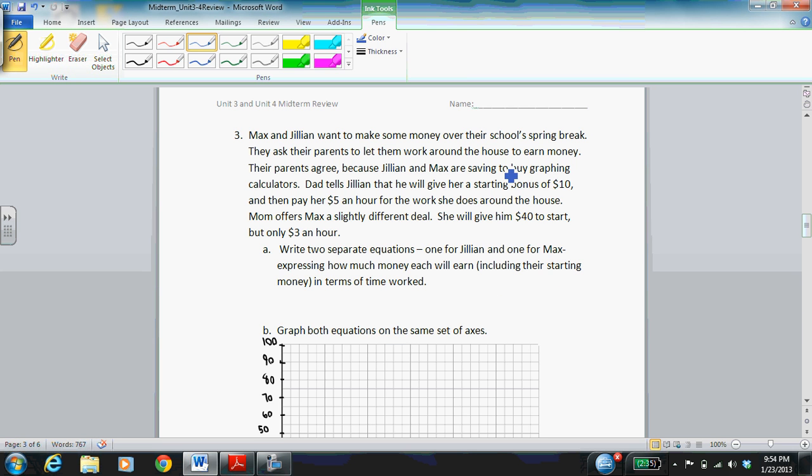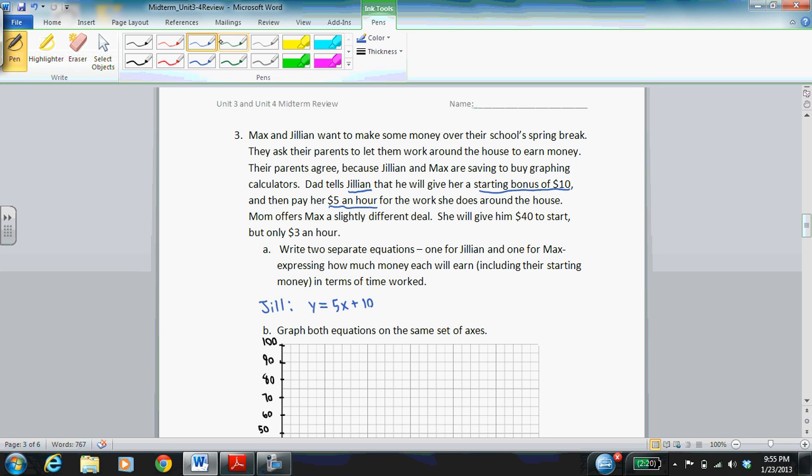So now, let's start with Jillian. Jillian gets a starting bonus of $10 and her rate of pay is $5 an hour. So to write a rule for Jill in y equals mx plus b form, that's going to be y equals slope or rate of change, which is $5 an hour, 5x plus the starting value, which is 10.